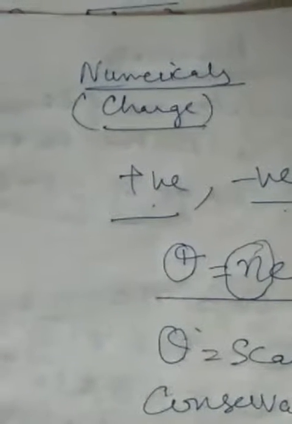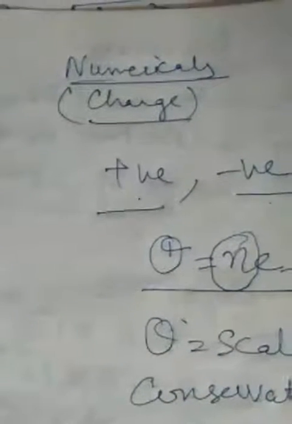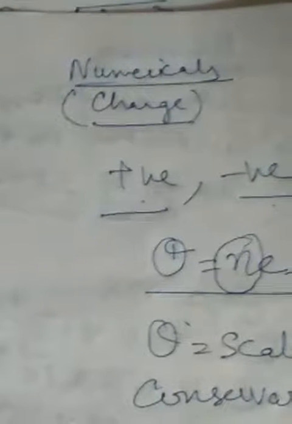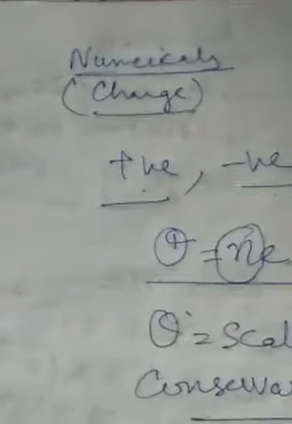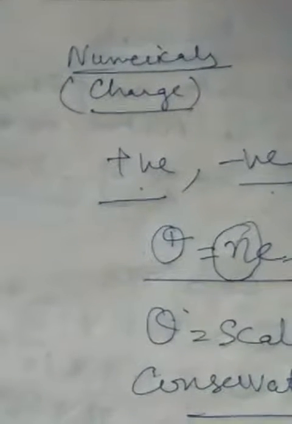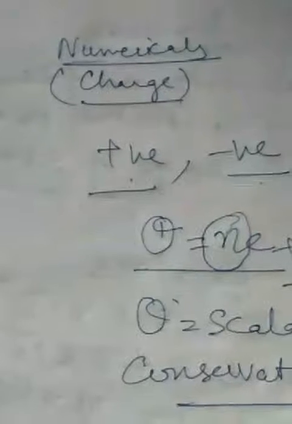Good morning, everyone. So today, in the second part of this lecture, we are going to discuss the numerical problems relating to the charge. In the previous two lectures, we have seen there are two kinds of charges, positive charge and negative charge. Basically, the atom as a whole is neutral. Positive charge is formed by losing electrons and negative charge is formed by gaining electrons. So the deficiency of electrons is positive charge and an excess of electrons is negative charge.